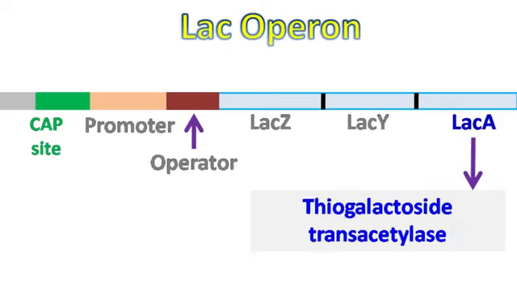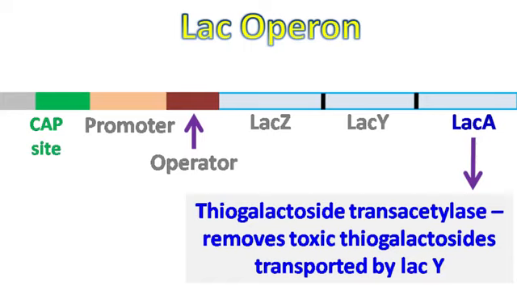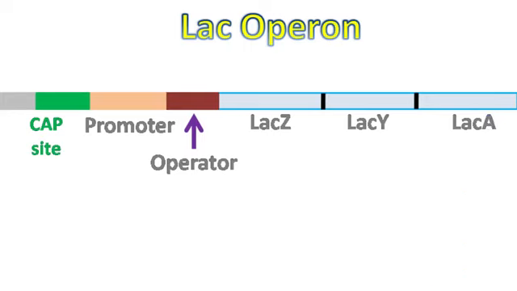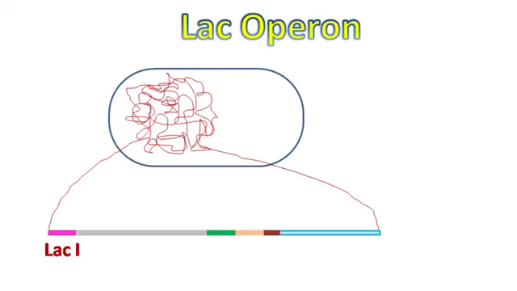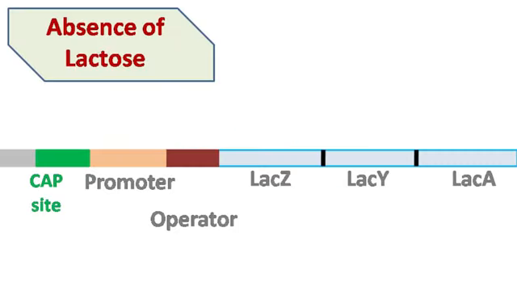The LacA gene encodes the thiogalactoside transacetylase enzyme, and it helps in the removal of toxic thiogalactosides, which are also transported by LacY. The LacI gene encodes a repressor that binds the operator and represses the Lac Operon. Let's see how the Lac Operon functions.